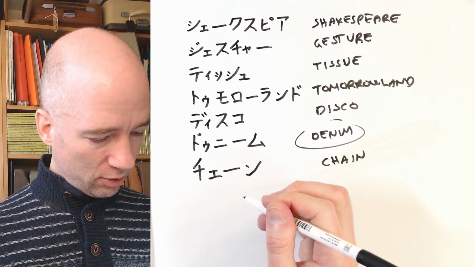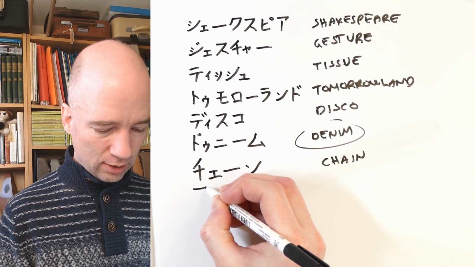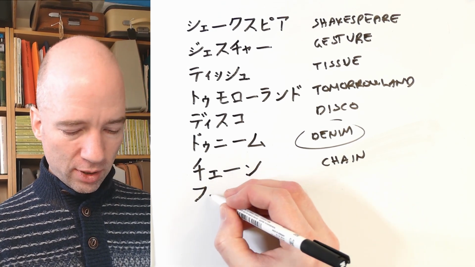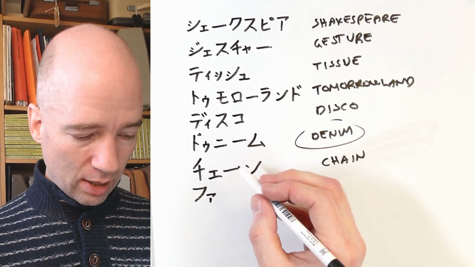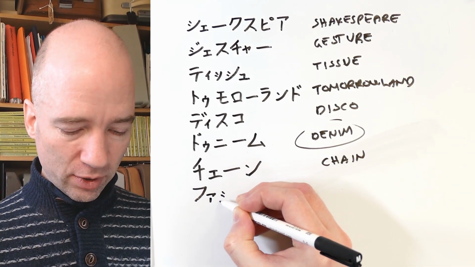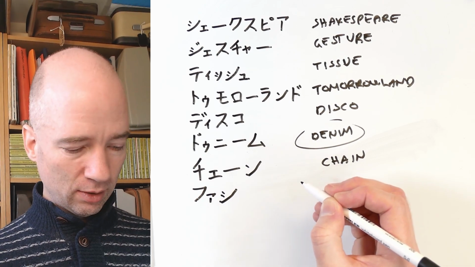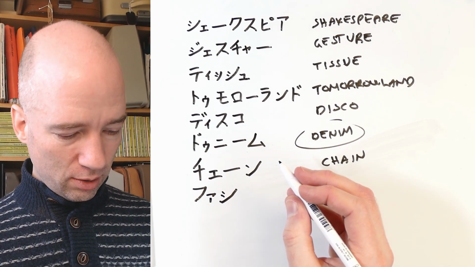What else have we got? Well, I like this one. That is fu plus a small a becomes fa. And then we have she. But oh no, hang on.